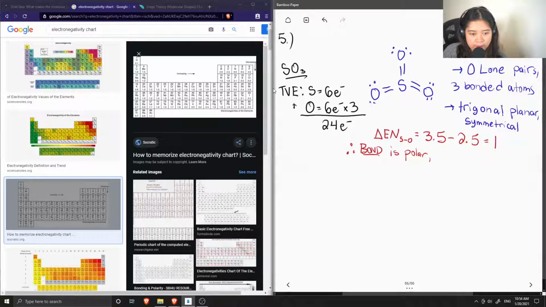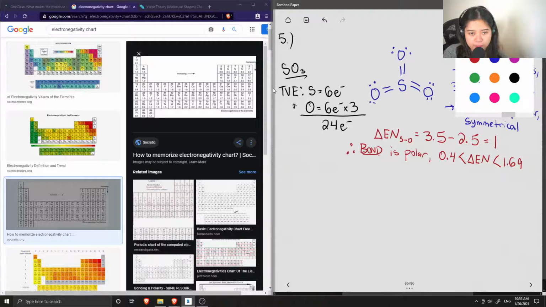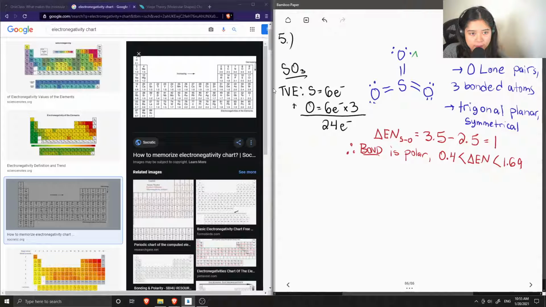because our electronegativity difference is greater than 0.4, but less than 1.69. Okay, so we know that a sulfur and oxygen bond is polar, but if we look at our molecule, you'll see that all the dipole moments that point towards the oxygens cancel each other out. So therefore, the SO3 molecule is nonpolar. And this is because the dipole moments cancel each other out.